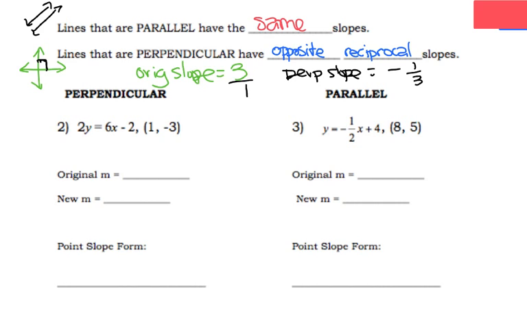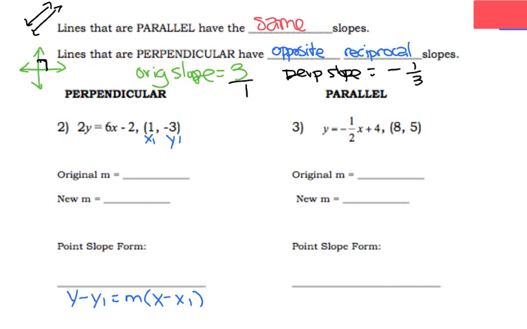So, next example, example number 2, we have 2y equals 6x minus 2, and they have given us this point (1, -3). They want us to create a line that is going to be perpendicular to this line that they've given us and contains this specific point. Okay, so for point slope form, we have our point that we need. So remember point slope form, let me write it down for us under here, is y minus y1 equals m times x minus x1. Okay, so we already have our point, so we already have our x1 and our y1.